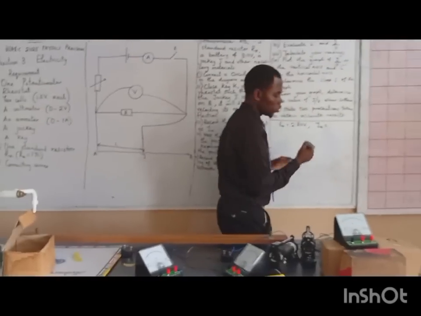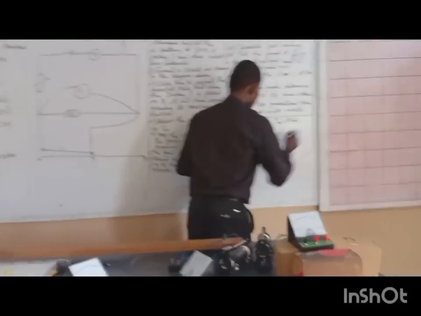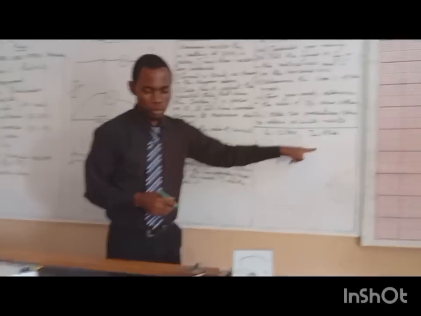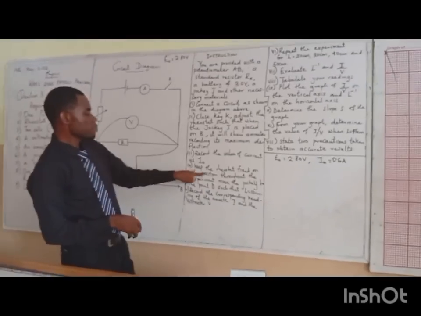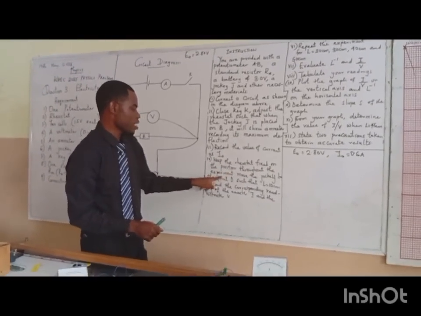Okay, I can see 0.6. Now let me pick 0.6 ampere, so I have written that as my maximum current. Now they said something: keep this rheostat fixed on the position throughout the experiment. I should not touch the rheostat again.